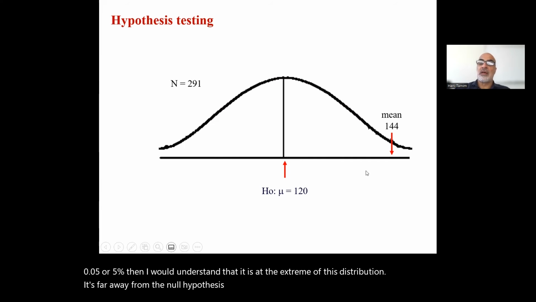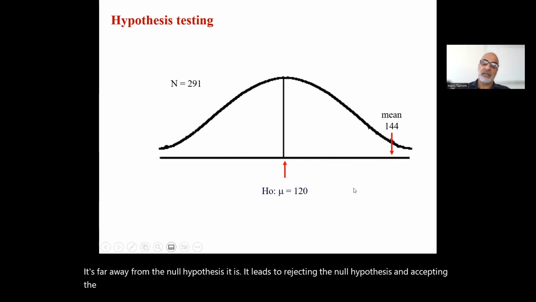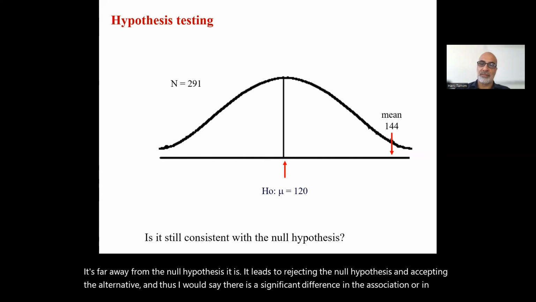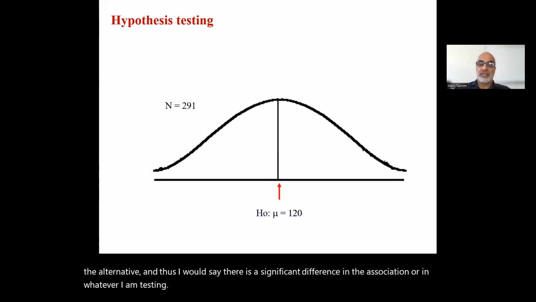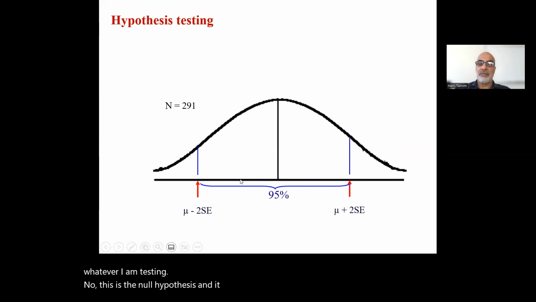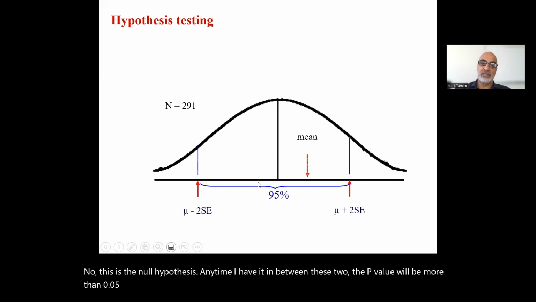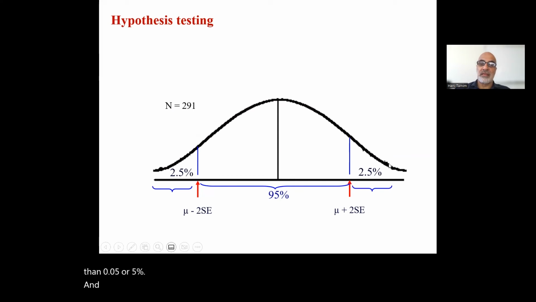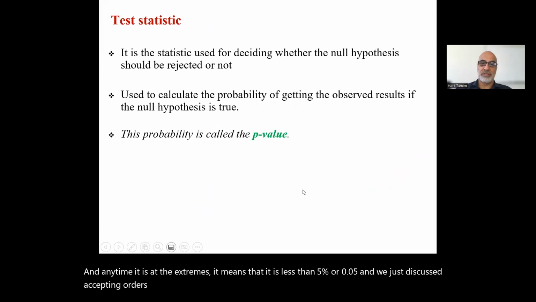It leads to rejecting the null hypothesis and accepting the alternative, and thus I would say there is a significant difference in the association or in whatever I am testing. Now, this is the null hypothesis. Anytime I have it in between these two, the p-value will be more than 0.05 or 5%. And anytime it is at the extremes, it means that it is less than 5% or 0.05. And we just discussed accepting or rejecting the null hypothesis.